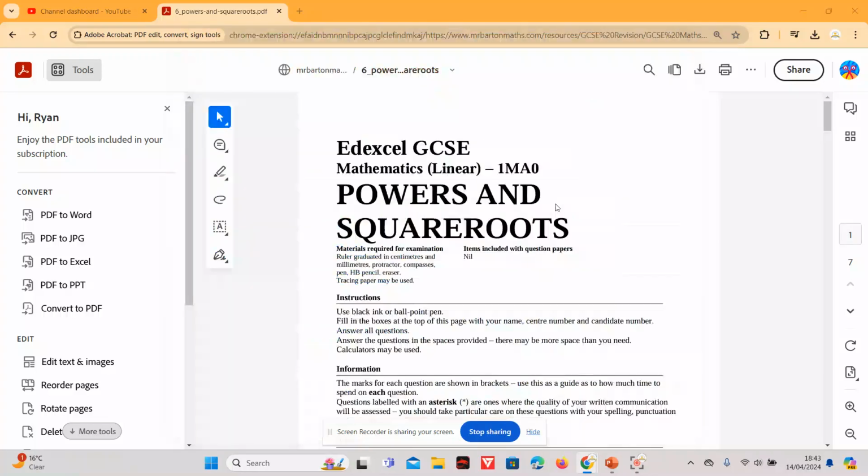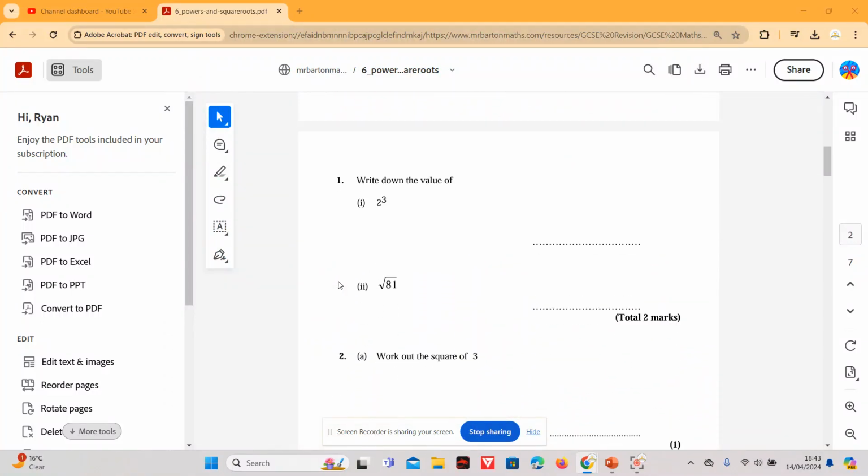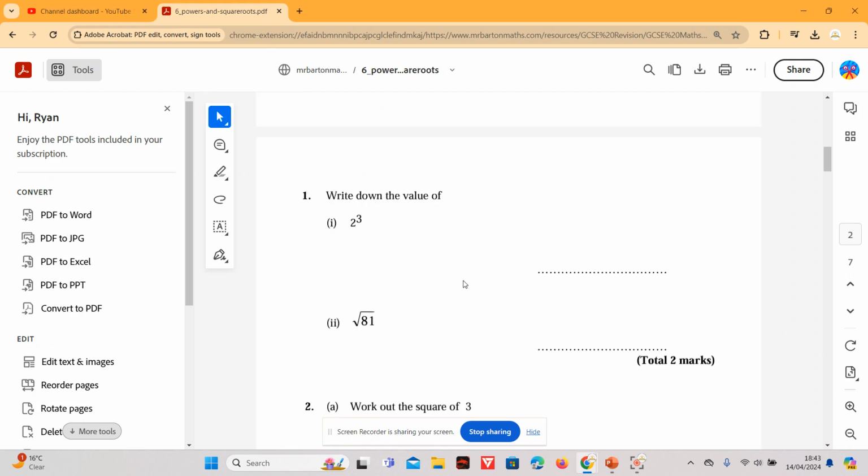I'm back with another video, and in today's video we're going to cover powers and square roots, which is part of the Edexcel GCSE course. So without further ado, let's jump straight into it. This is for people who've already done the topic, so I'm not going to go into too much detail. This is just to go through all the exam questions that could possibly come up.